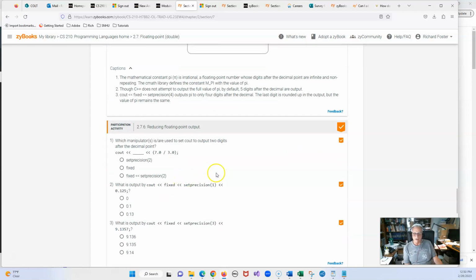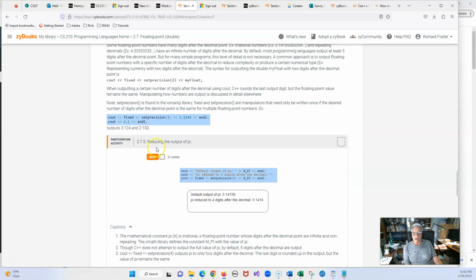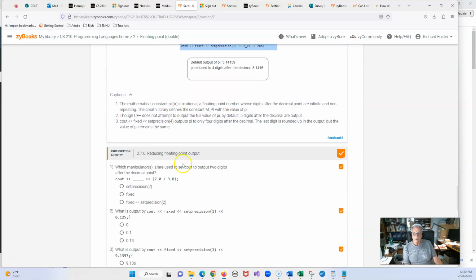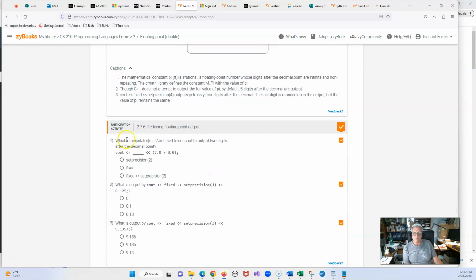So the rest here is we're using iomanip to set precision. So what we want to have here is which manipulators are used to set cout to 2 digits. Now, a lot of people think that it's just strictly set precision.